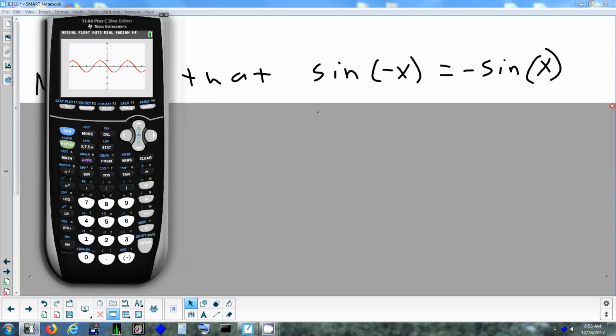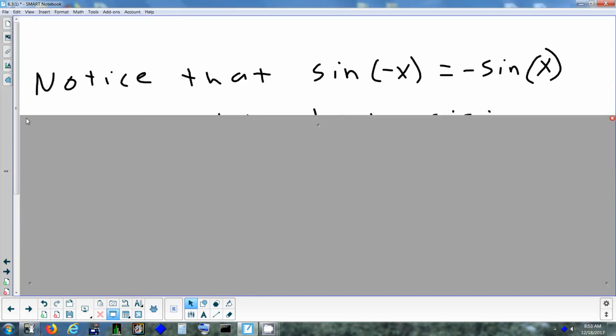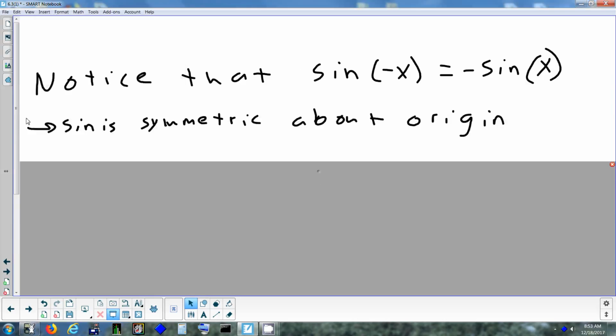What's the difference between reflecting it horizontally or vertically? There isn't one. You can't tell the difference. And what that means is the graph of sine is symmetric about the origin.